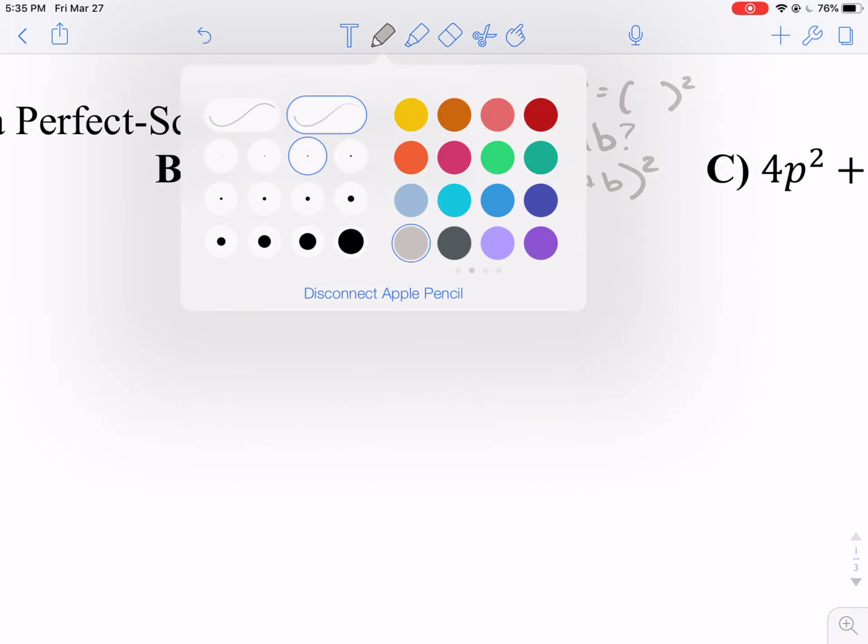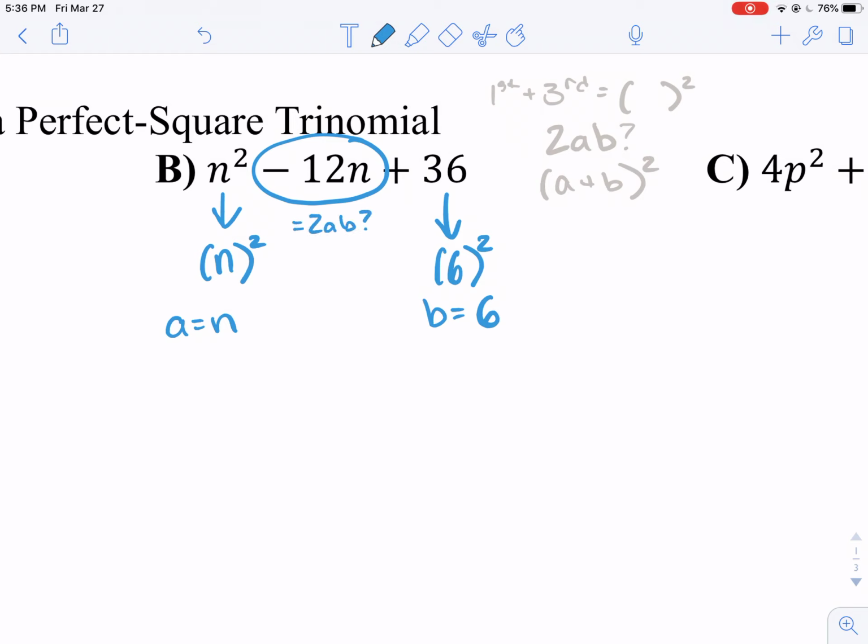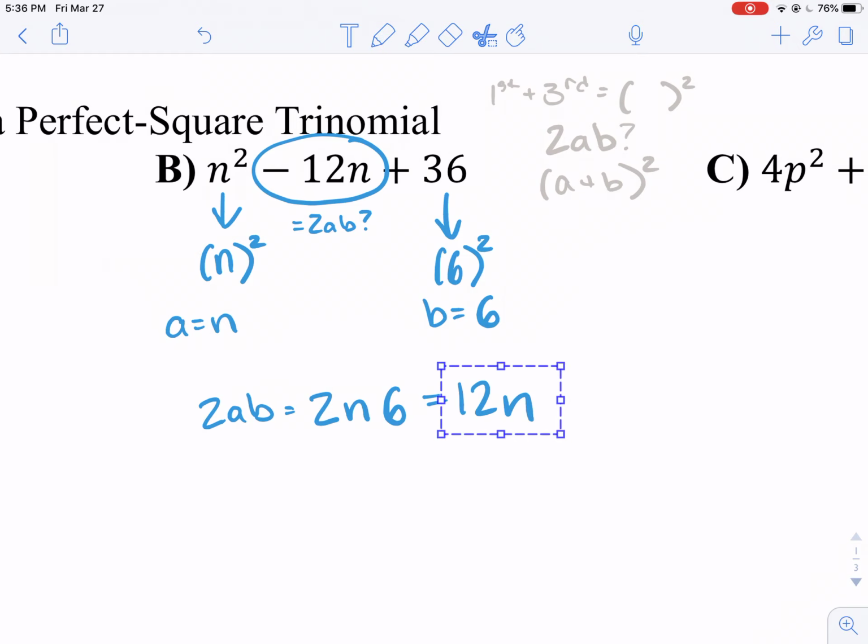Okay, here we go. Let's rewrite this guy. Well, n squared, that's n squared, and 36 is 6 squared. So that means our a term is n, our b is 6. Now we want to find out, is negative 12n equal to 2ab? Well, 2ab in this case is 2 times n times 6, because a is n and b is 6. That's equal to 12n. Oh no! We have a negative 12n and a positive 12n here. Maybe we considered something wrong.